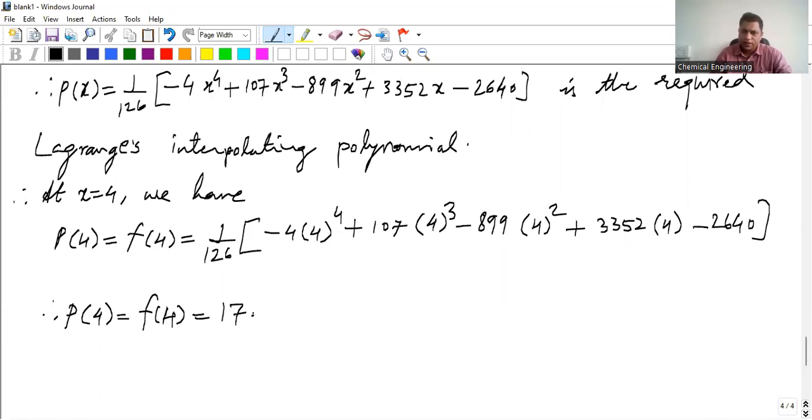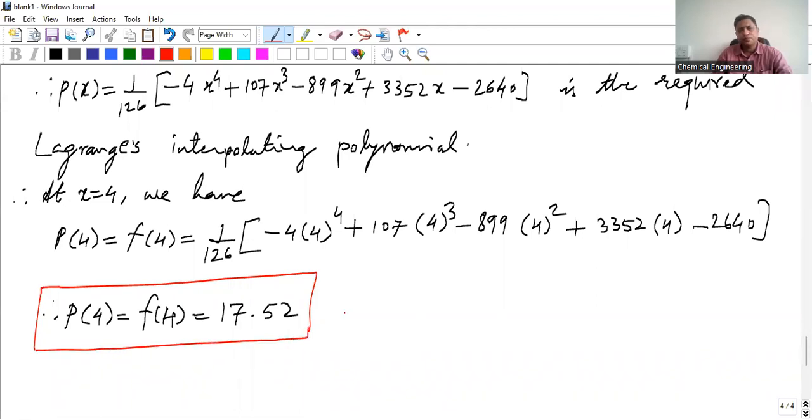is going to be 17 point, some more digits, 52. 52. Okay, so what about others? Are you getting the same value or you are getting the different one? Yes, sir. Same value. Same, sir.